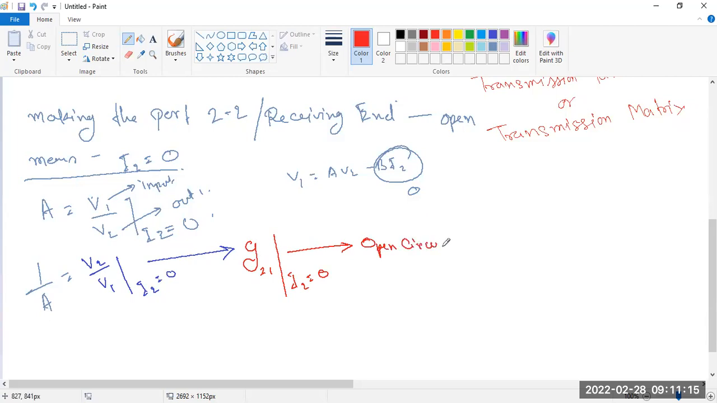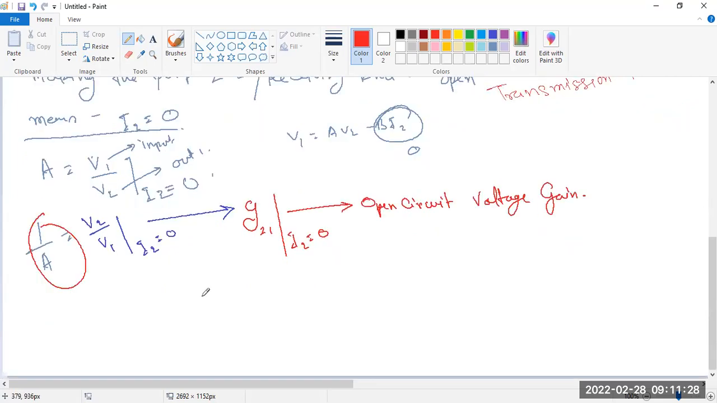Open circuit voltage gain. This G, or you may say this 1 by A. Likewise, when I2 is 0, we also get another parameter, that is C. C is just like I1 by V2 when I2 equal to 0.